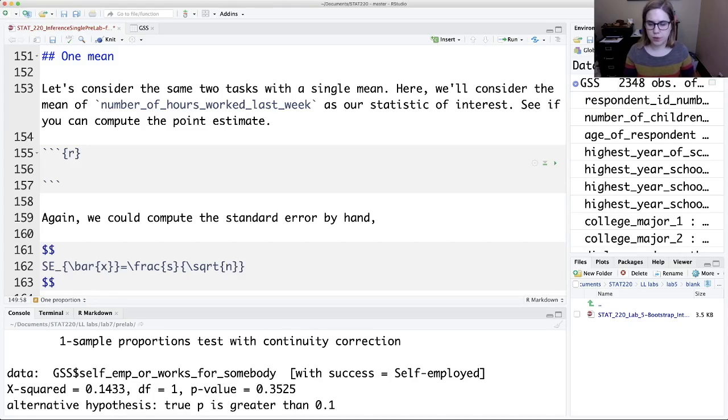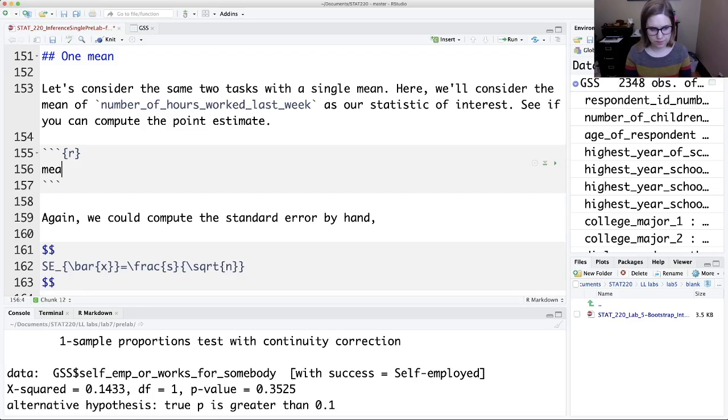All right, so in the last video, I was showing you how to do inference for one proportion. Now we're going to do the same thing for one mean. And in this case, we're going to use that number of hours worked last week as our statistic. And I'd like you to see if you can compute that point estimate. So pause the video and see if you can remember how to find that mean.